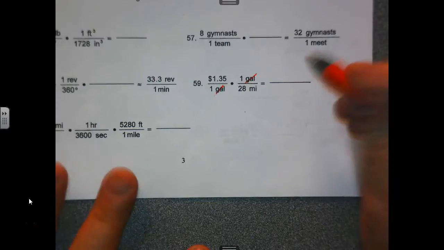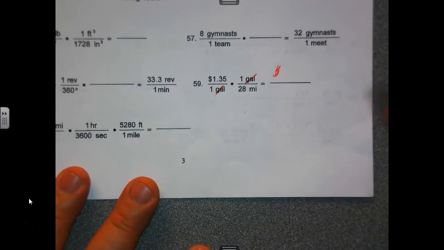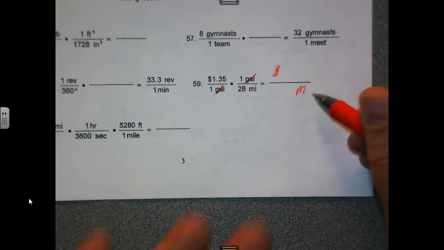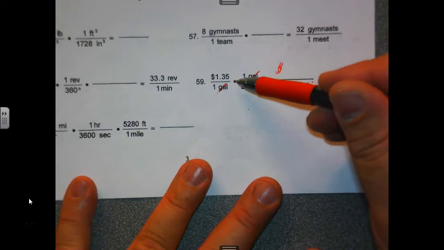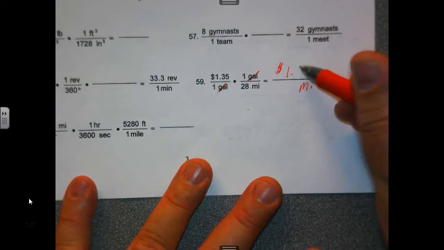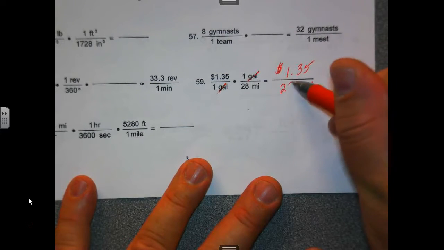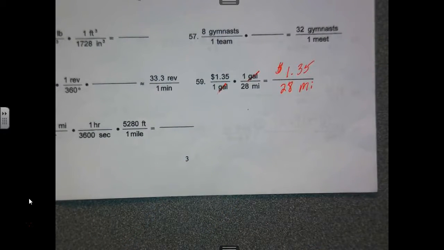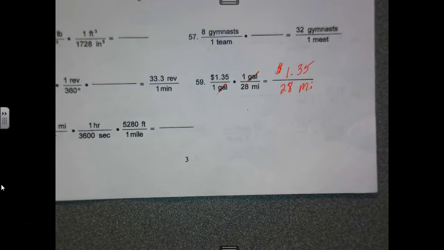And we end up with dollars in the numerator on the top and miles in the denominator. 1.35 times 1 and 1 times 28. And again, they're not asking for unit rates, so leave them out. That's it, I answered. Now, pretty much what we learned yesterday.